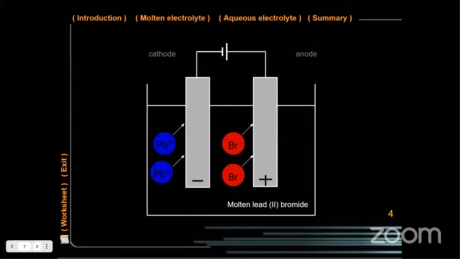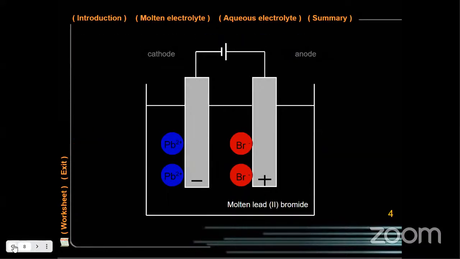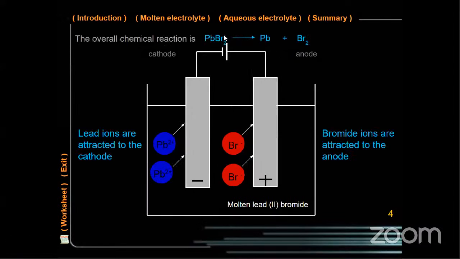So just to go through pictorially what happened: the lead ions went to the cathode, the bromide went to the anode. So overall, what is happening is that lead 2 bromide is broken down into lead and bromine. That's what is happening overall.